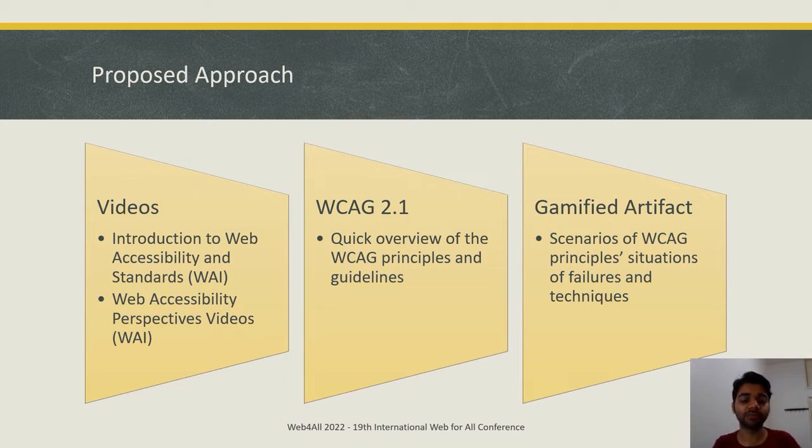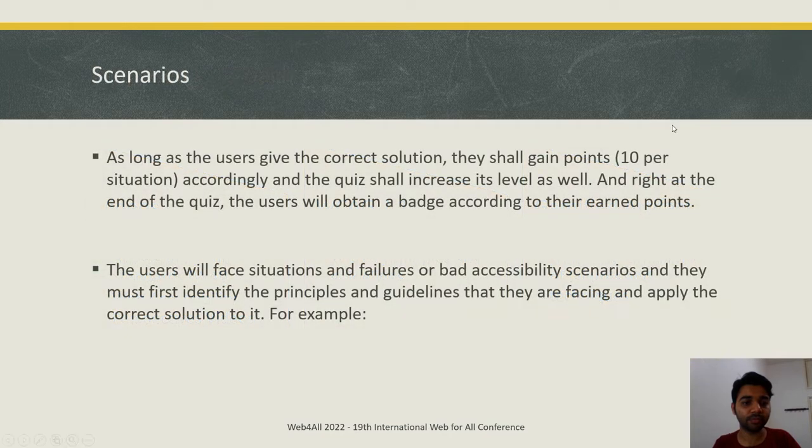The second step is to give a quick overview of the WCAG principles and guidelines, version 2.1, and finally a gamified artifact with the simulation of scenarios of WCAG principles, situations of failures and techniques will be used to motivate and engage the students. As long as the users give the correct solution, they shall gain 10 points per situation accordingly, and the quiz shall increase its level as well. And right at the end of the quiz, the users will obtain a badge according to their earned points.